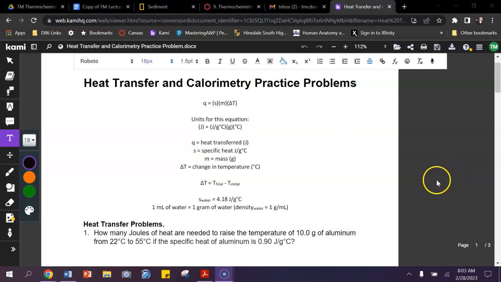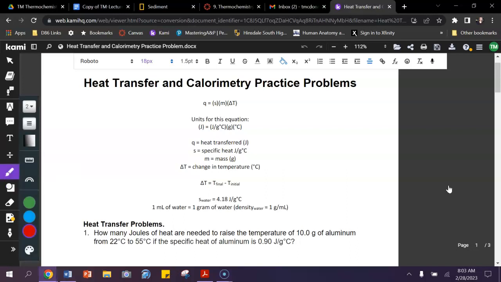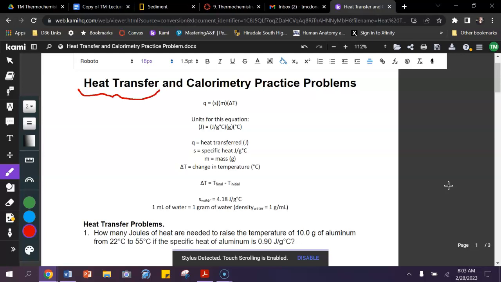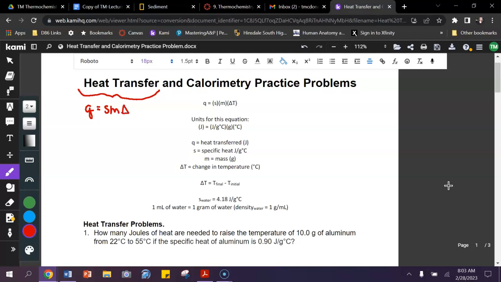Hello chemistry students, today I'm going to review how to solve heat transfer and calorimetry practice problems. So the first thing to know is that when you are solving heat transfer problems, it means that you're solving for Q, or you're trying to find the amount of heat that's been absorbed or released by a system. And in order to calculate that value, you need to use the equation Q equals SmΔT.